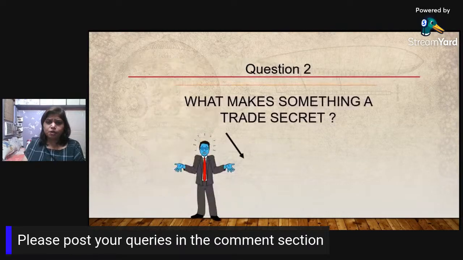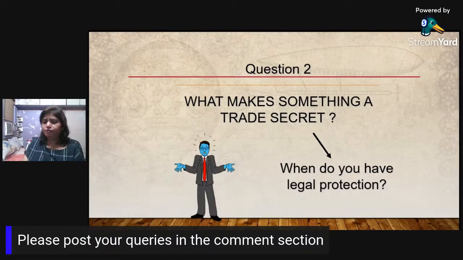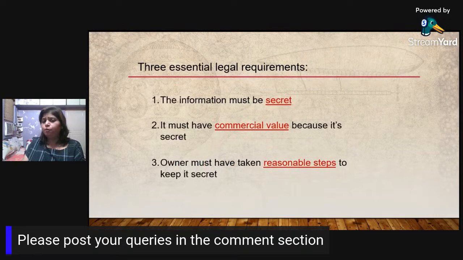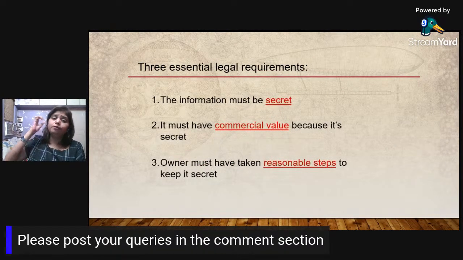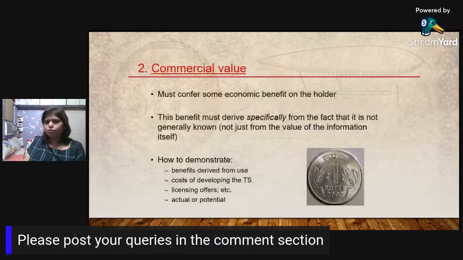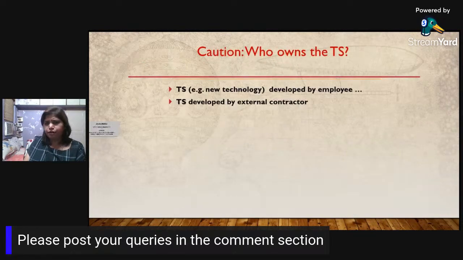So examples. Okay, what makes something a trade secret, and when do you have legal protection? So the information must be secret. It must have a commercial value, and the owner must have taken reasonable steps to keep it a secret. So you have to prove that. Then only you will get trade secret. Okay, so this is trade secret.